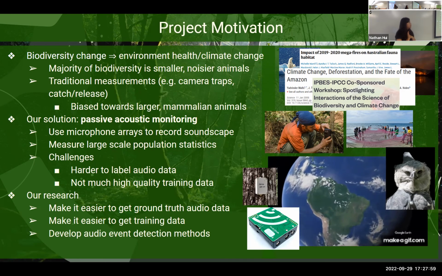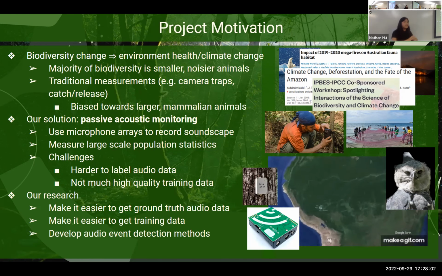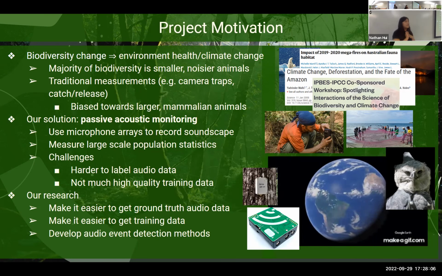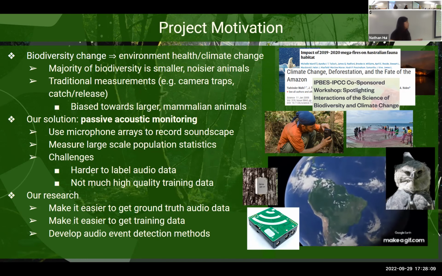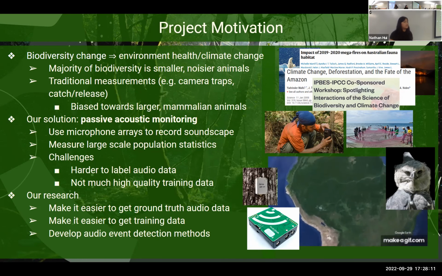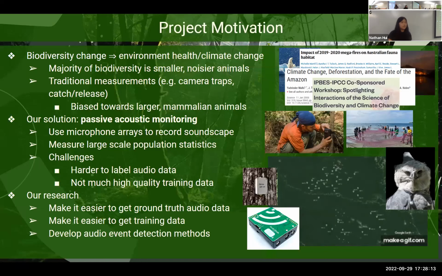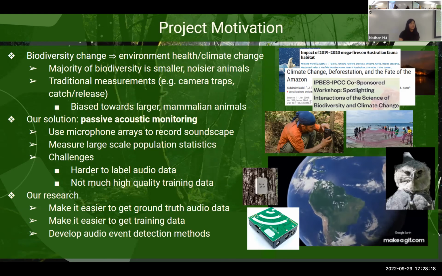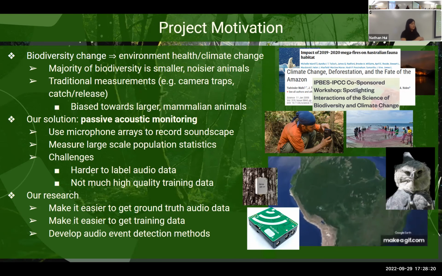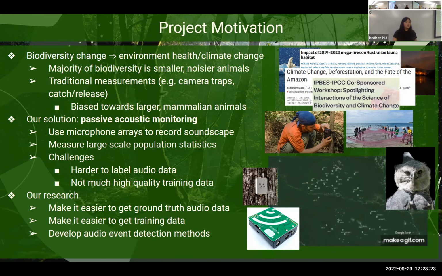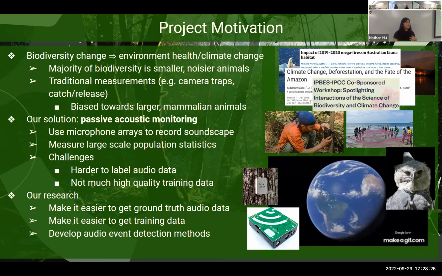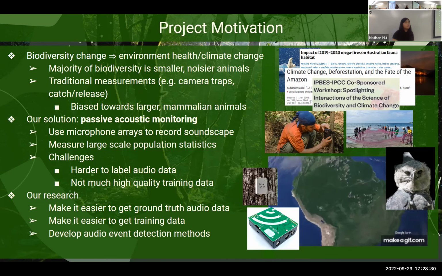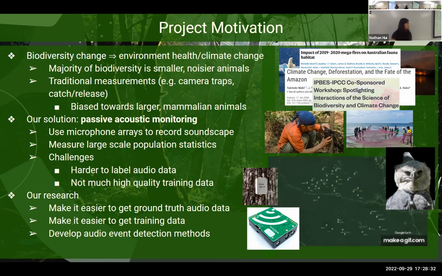So our solution is to look at the soundscape of the environment using passive acoustic monitoring. We set up large scale microphone arrays in different parts, and we can use that to measure large scale population statistics. The problem with this versus images is that it's harder to label data. With images, you can say, oh, that's where that animal is. With audio, it's a little bit harder to say, oh, that's where a bird call is, that's an insect. So in accordance with that, there's not a lot of training data currently available.